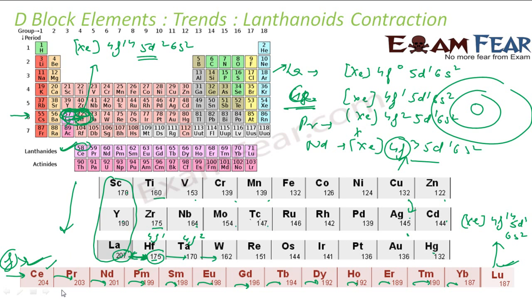It has very, very poor shielding effect, and because of this, by the time you reach this position, your atomic size has already decreased a lot. And if you can see here, there's a huge decrease from 207 to 175. And again the trend continues, because here also you're adding electrons to the d orbital, and the d orbital also has poor shielding effect. So this also goes on, and the size also decreases.